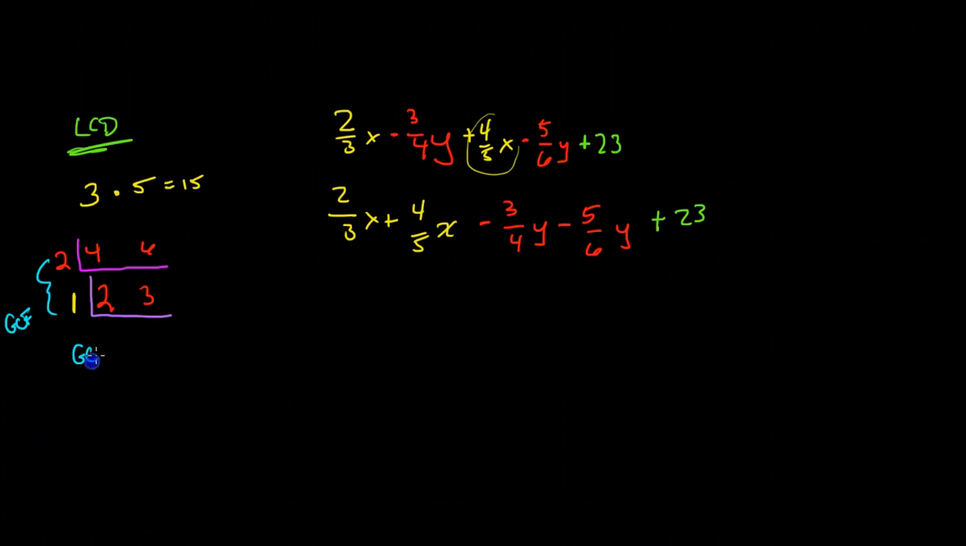So I can take my greatest common factor, and if I multiply that by this last row here, what I'm going to call the leftovers, then I'm going to have my least common multiple. So in this case, what I've got is 2 times 1 times 2 times 3, or 2 times 2 is 4, times 3 is 12. 12 is the least common multiple between 4 and 6.